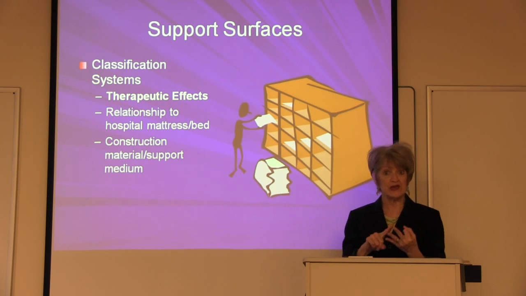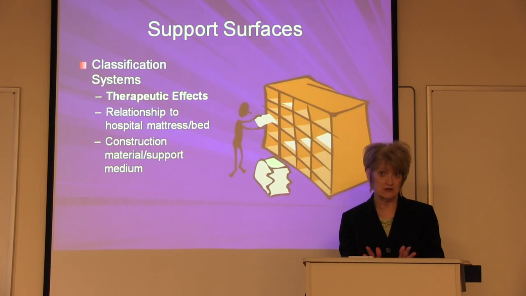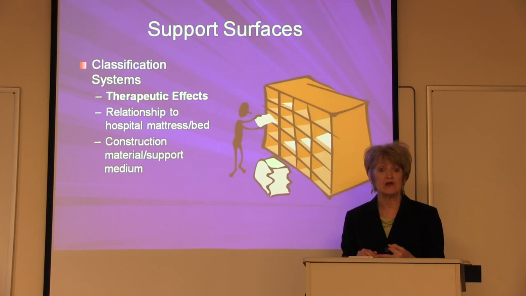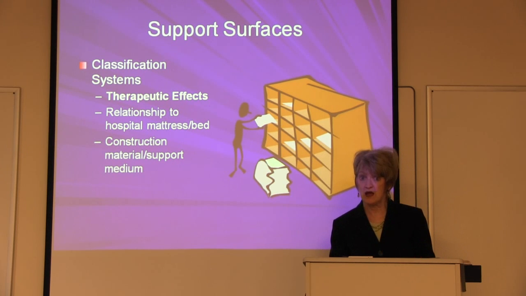So we're going to go through 3 different ways that you can classify support surfaces. You can classify them based on therapeutic effects. That's by far the most important classification. You can classify them by their relationship to the existing mattress and bed frame. Or you can classify them based on the material used to provide pressure redistribution. For example, foam versus air. We're going to spend most of our time talking about classification based on therapeutic effects because that's what you're after. That's why you're using the support surface.